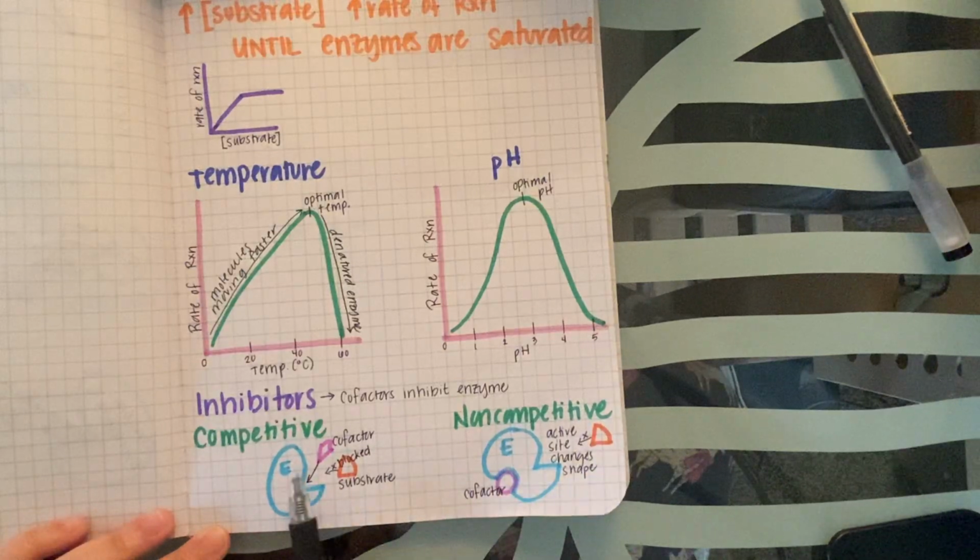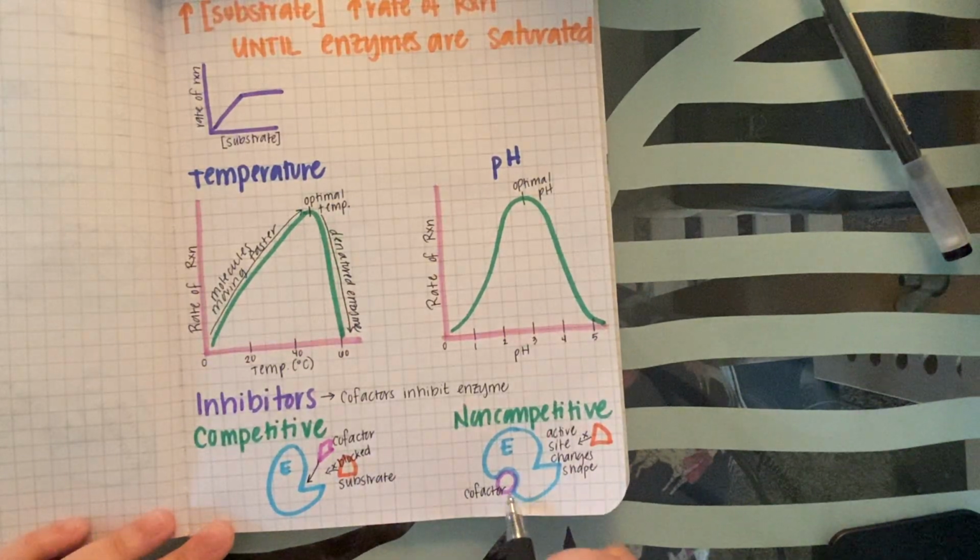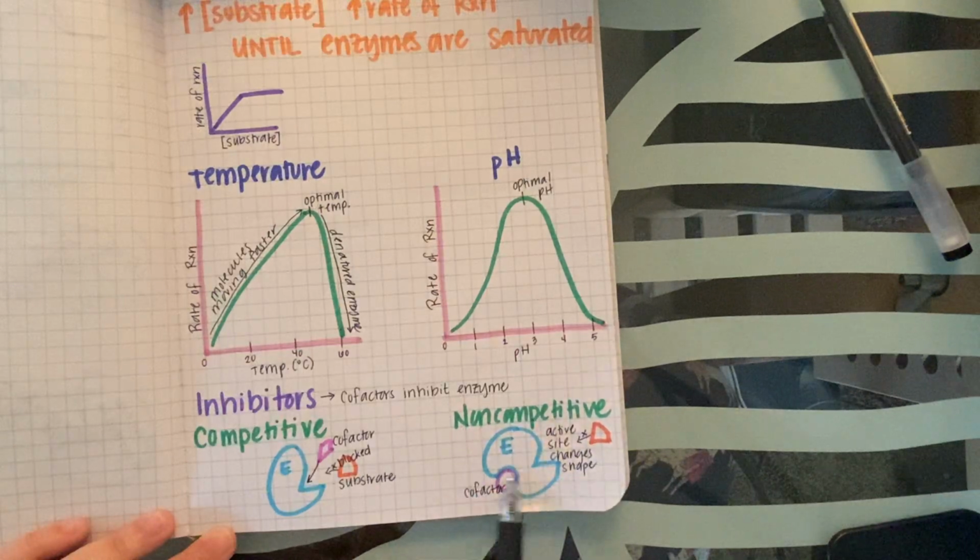One of these is reversible and one of these is not. If you have non-competitive inhibition, it's generally non-reversible or irreversible because you cannot remove the cofactor because it's on a site other than the active site. So non-competitive inhibition is typically permanent.